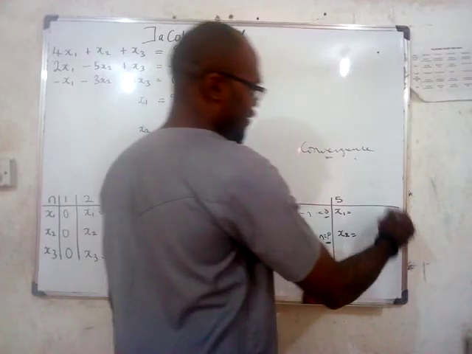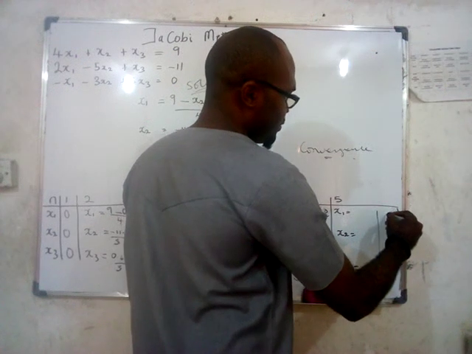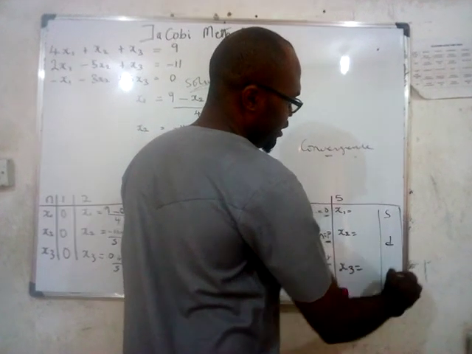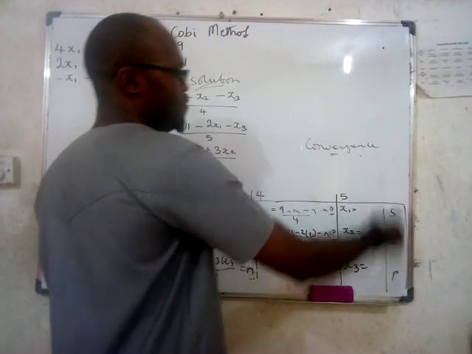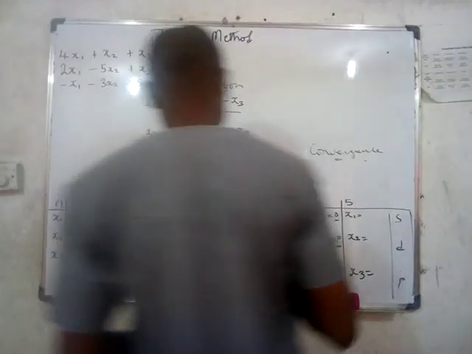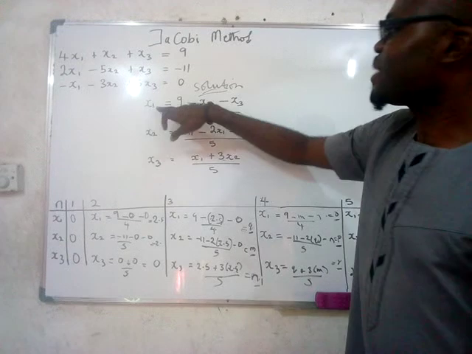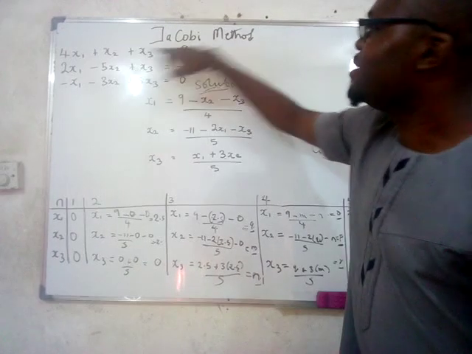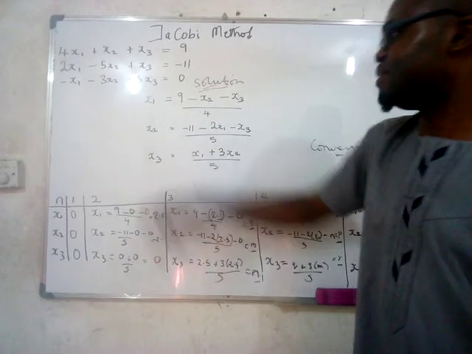You know that the final values that you have for this, let's say you have S, D, P. These final values of x1, x2, x3 becomes your answer. So it's very, very simple. I'm using all these values to illustrate. The first thing you do is that you make x1 the subject here. Use equation 2, make x2 the subject. Use equation 3, make x3 the subject.